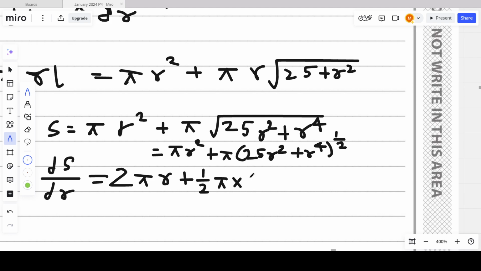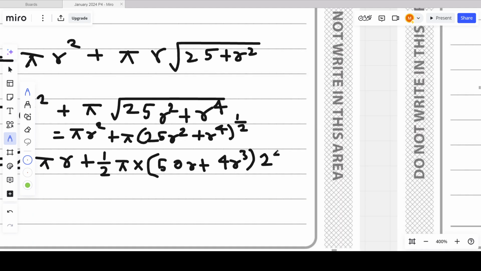What will you get? 50r plus 4r cube, right? 4r cube. And then we need to subtract 1 from the power, right? So 25 r squared plus r to the power 4, to the power negative half, because half minus 1 is what? Negative half. That's it. So we got the equation for ds over dr.